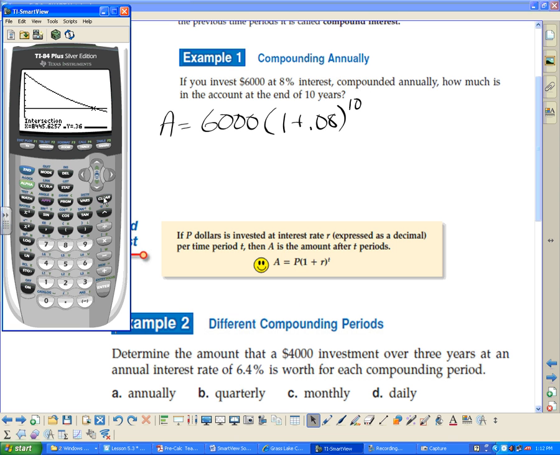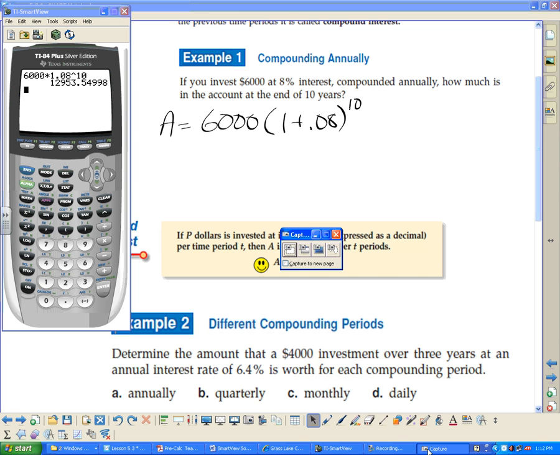So we go to our calculator and put in 6,000 times 1.08, because if we add 1 and 0.08 and raise that to the power of 10, we'll get $12,953.55.